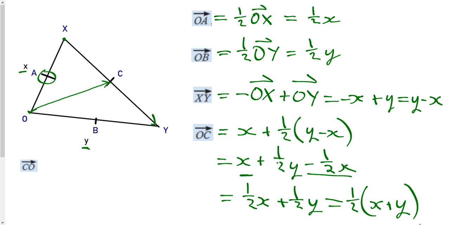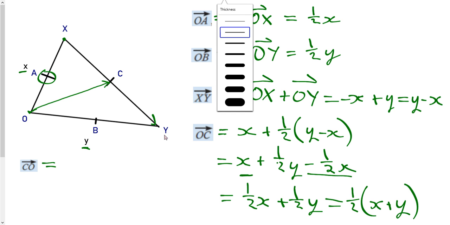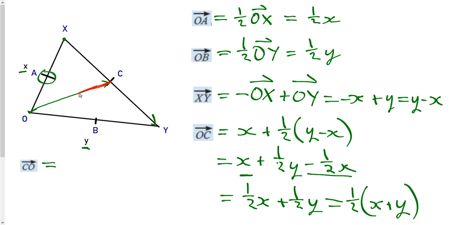All right. And finally, we've been asked to find vector CO. So we want to find the vector. Now let's just change flavour here. We want to find this vector. So it's just the opposite direction, the same vector in the opposite direction. Okay, same magnitude, opposite direction. So we've already found OC, and that happened to be half (x plus y). So CO is just going to be negative half (x plus y). And that's part A done.